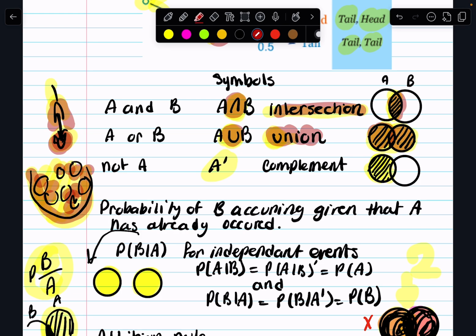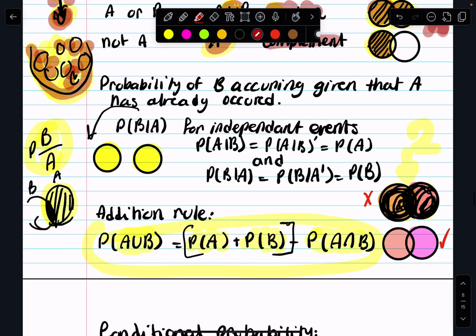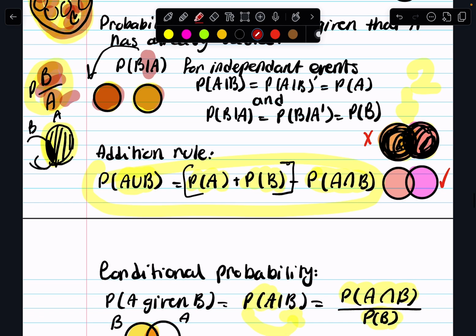If you have not A, or A complement, then if this is A, you want only this part, not even their intersection. The probability of B occurring given that A has already occurred looks like this. How do I remember this? I say B over A. I see this symbol as over, and then you're searching for whatever, so all of A and whatever B has in it. We're going to talk about that more. Just remember that. For independent events, because they're two completely different things, the probability of A given that B happened equals the probability of A given that B did not happen, which just equals the probability of A, because they genuinely do not have any relationship. And the opposite goes again.